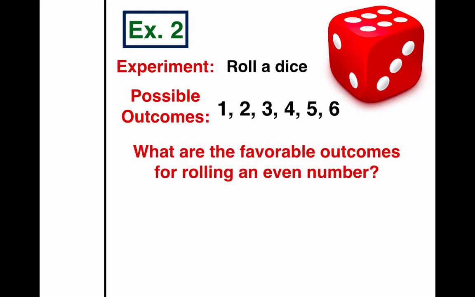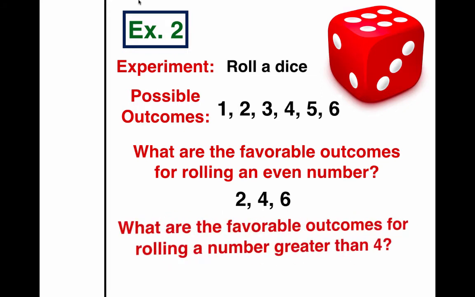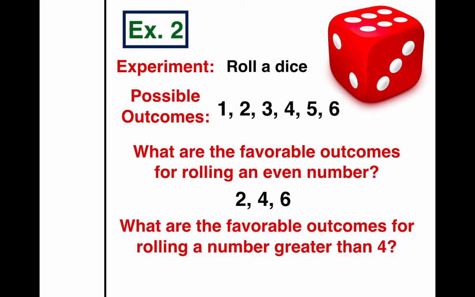Okay, so what are the favorable outcomes for rolling an even number? So that means what are the chances of getting an even number? What are the options? Well, what are even numbers? 2, 4, and 6. So the favorable outcomes would be 2, 4, and 6. That would be if you were looking for even numbers. What are the favorable outcomes of rolling a number greater than 4? Let's say you're playing a game and if you get a number greater than 4, you win. Well, what numbers would you need? Well, 5 or 6. Those are numbers greater than 4. Those would be your favorable outcomes.